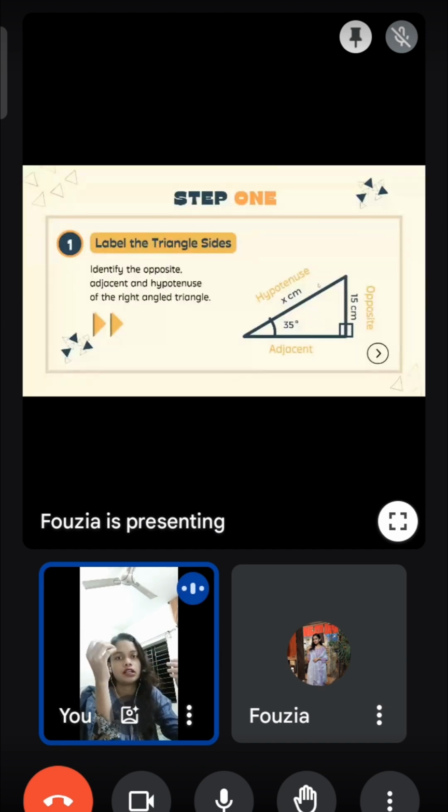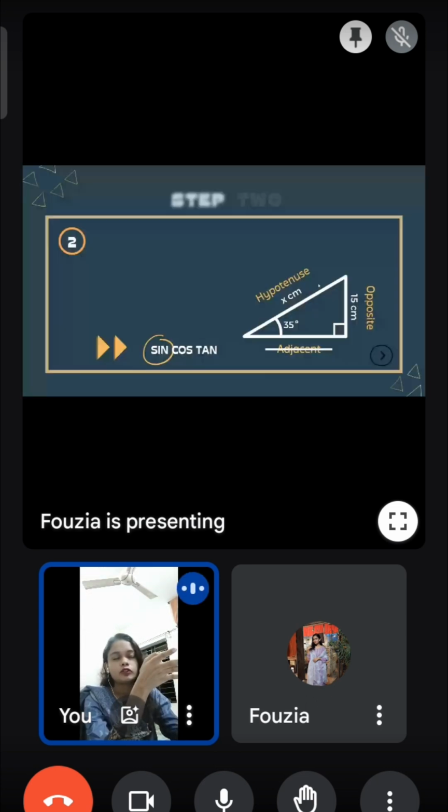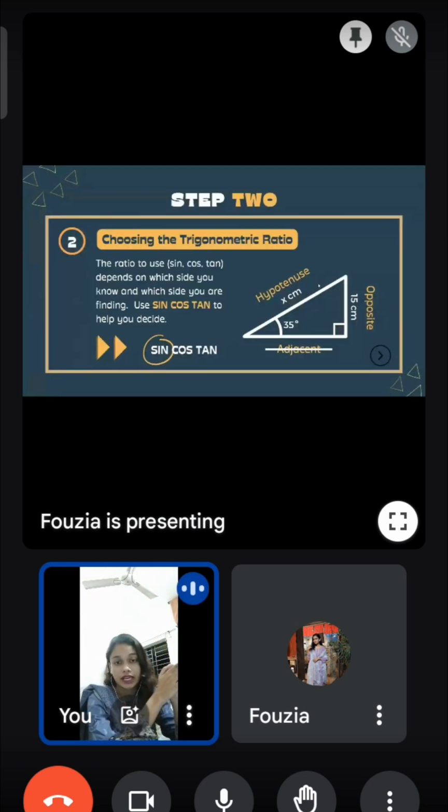These are the steps for how we use trigonometry. First, we identify the hypotenuse, adjacent, and opposite, and there is an angle called theta. So we have to choose the ratio for sine, cos, tan. If we are using sine, we have to use the opposite and hypotenuse. If we are using cos, we have to use the adjacent and hypotenuse ratio. And when we are using tan, we have to use the opposite and adjacent ratio.